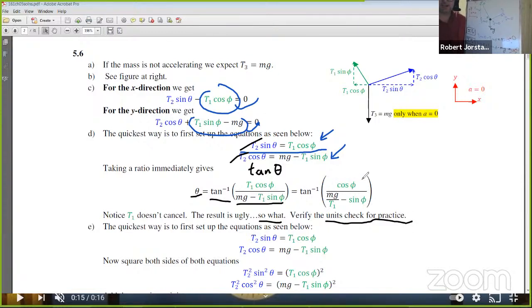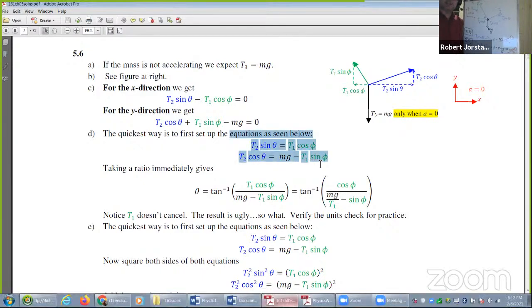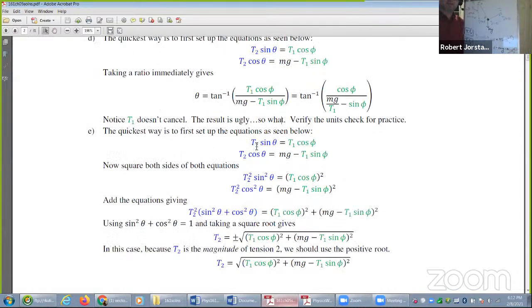But notice the second way of writing it is easier to check the units. No units, no units. Force over force, no units. Tangent inverse of something with no units has no units. That's why I wrote it the second way. For me, it makes sense. It's easier to check the units. Everything has no units. Okay. Now you could do this algebra later. Let's focus on getting the tricks down. Basically, sometimes you're supposed to take a ratio and that can drop out a variable. Great. Next, part E, very similar.